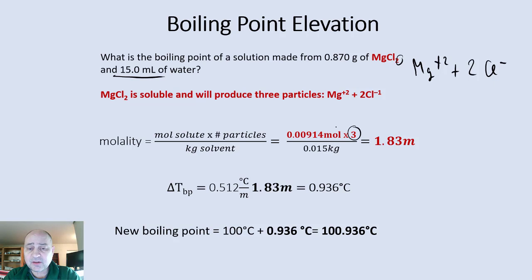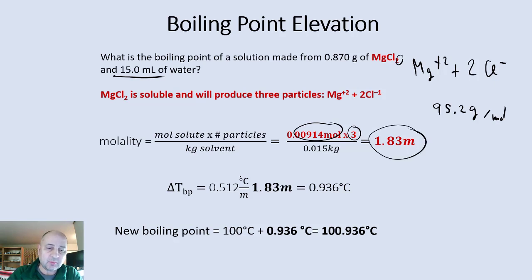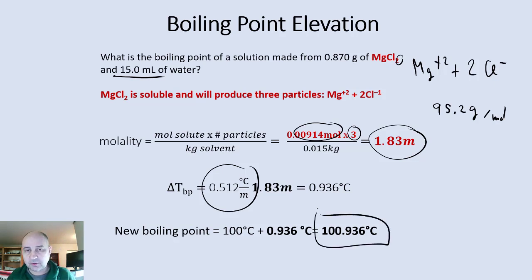The solvent remains the same, but the molality also changes because the molar mass is different. So the molar mass of magnesium chloride is 95.2 grams per mole, and so if you apply that, you get a number of moles of 0.00914, and the molality then is 1.83. We keep the boiling point elevation constant since it's still water, and we have an increase of 0.936 degrees, which is 101 roughly. Okay.